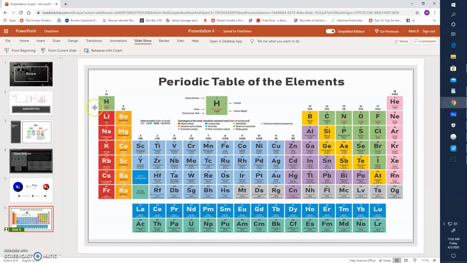So to recap, the atomic radius increases as we go down, and it increases as we go from right to left on the periodic table. So neon is smaller than lithium. Neon is smaller than sodium. Lithium is larger than beryllium.